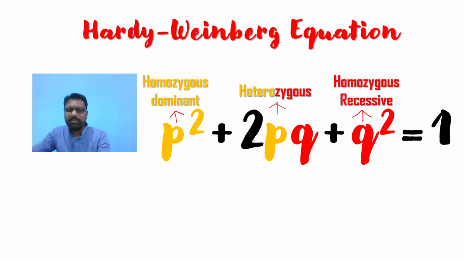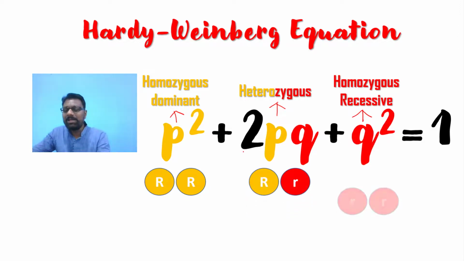Now, if you are able to find out either the q square or the p square, the rest of the values you can substitute by using this. It means you can very easily solve the Hardy-Weinberg law problems based on the equation when you are able to find p or q values. Now, the genotypes for p square are big R, big R, the genotypes for 2pq are big R, little r, and the genotypes for q square are little r, little r.